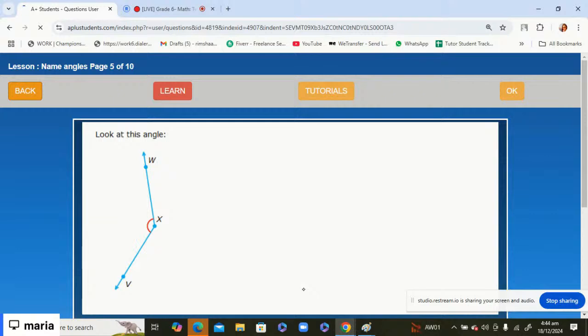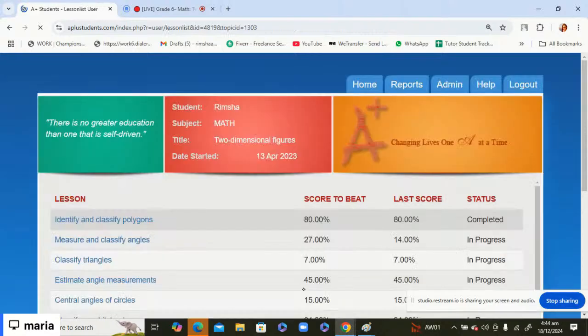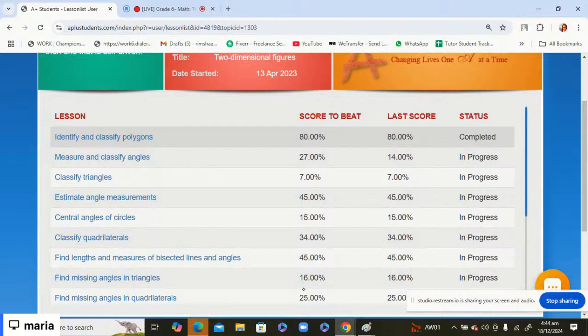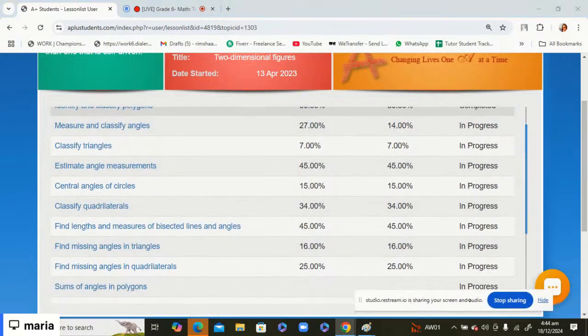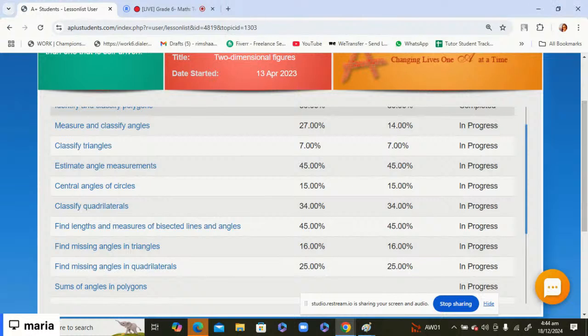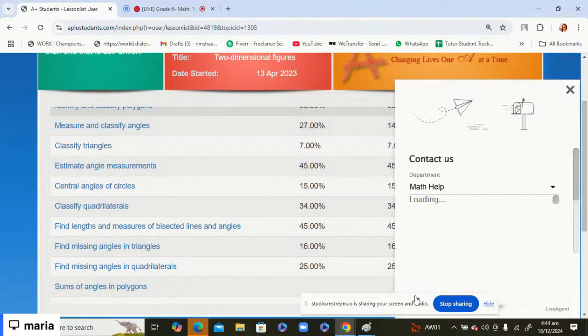How can you contact? Go to your A plus website. There is a live chat button. Here is the live chat button that is available. Open this. Select your department, in which department you need help, maths or language, and then put your name and then just send. In this way you directly contact the tutors.